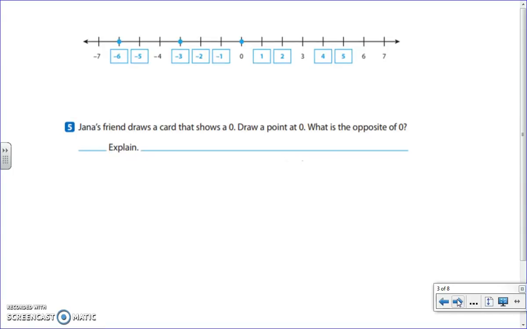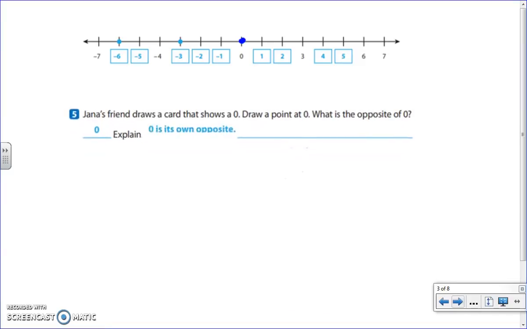So Jana's friend draws a card that shows a 0. Draw a point at 0. What is the opposite of 0? Ooh, good question. We have an exception to the rule here. 0 does not have an opposite. 0 is its own opposite. 0 is the same distance away from 0. And the only thing that is 0 away from 0 is 0 itself. So that's why it is its own opposite.